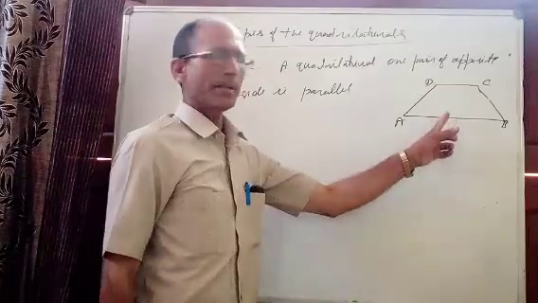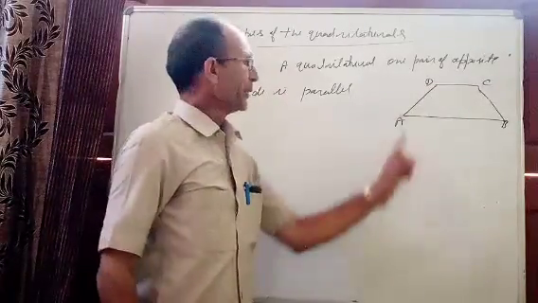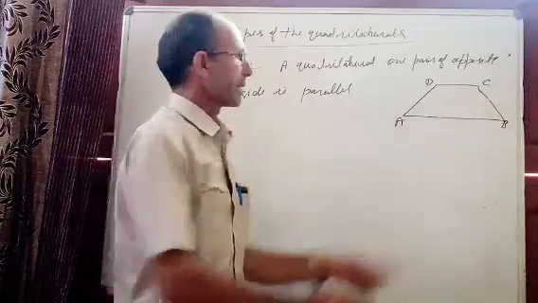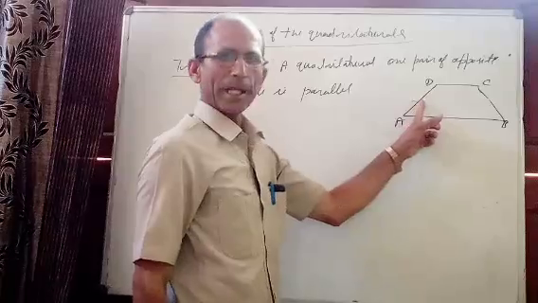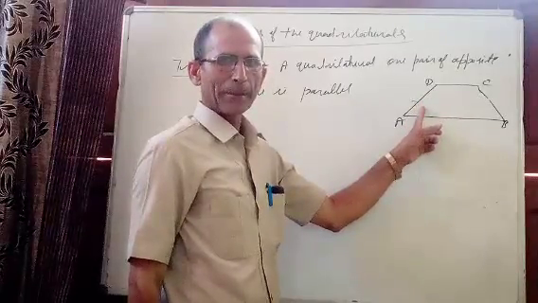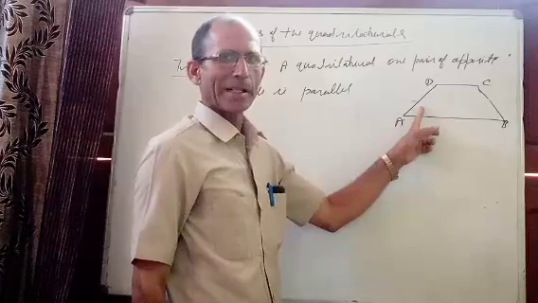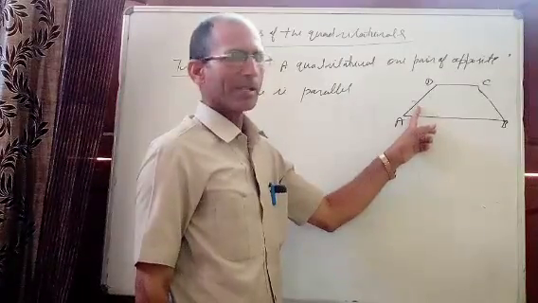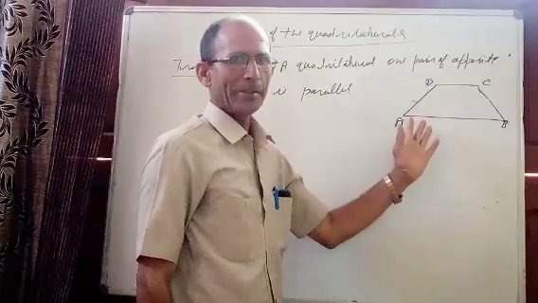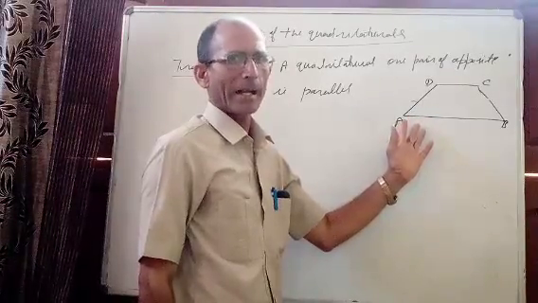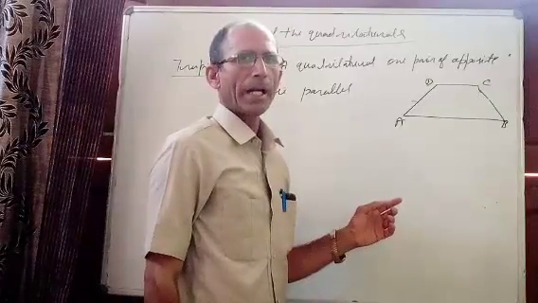ABCD is a trapezium in which AB is parallel to CD. These are non-parallel sides. If these non-parallel sides are equal, then we can call it an isosceles trapezium. Isosceles means non-parallel sides are equal. Understood?